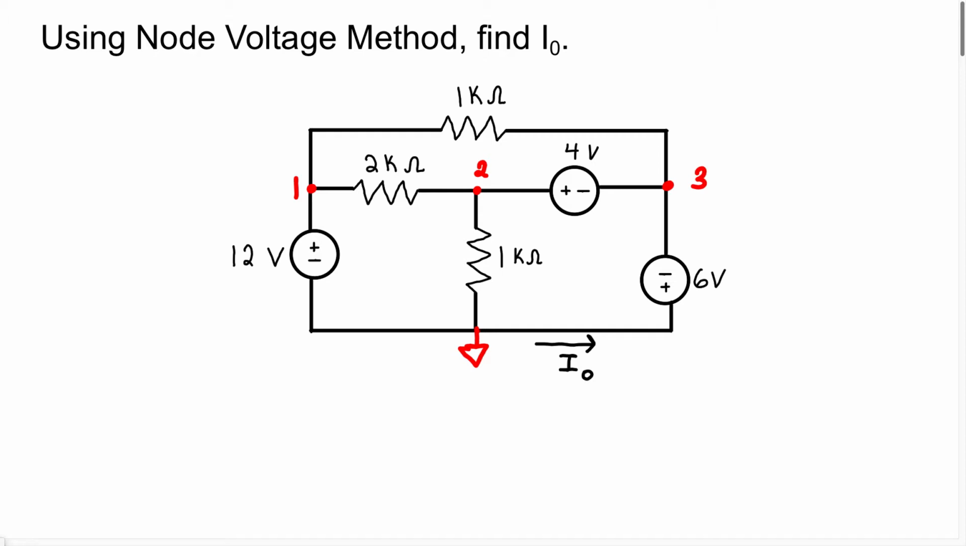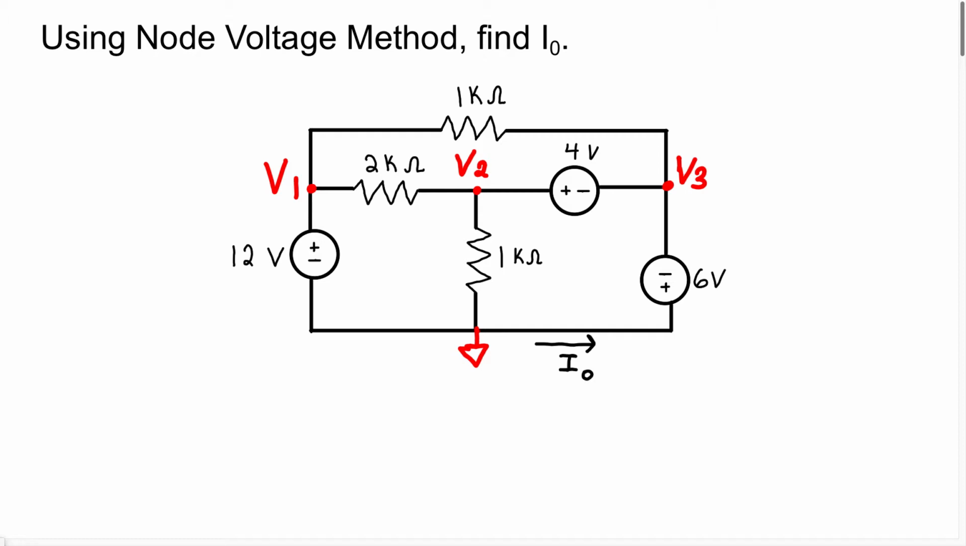And we're going to be using the node voltage method, which means we want the voltage at each node. So I'm going to write V next to node 1. This stands for the voltage at node 1. I'm going to write V at node 2 and V at node 3. So we're going to be using the node voltage method to solve for the current I/O.